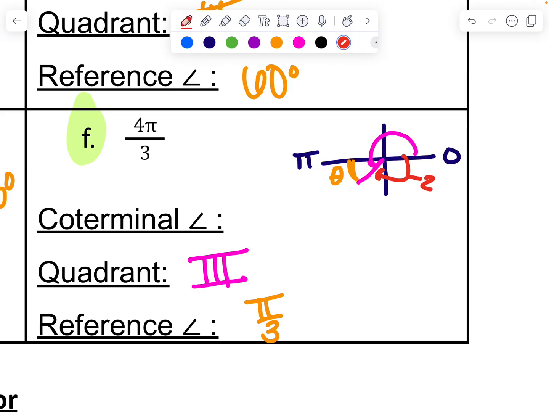My coterminal, if I rotate in the opposite direction, I'm going negative 2 pi over 3. In the opposite direction, remember, the absolute values add to 2 pi or a multiple of 2 pi. Or I can do a full rotation by adding 2 pi, which is 6 pi over 3, to get 10 pi over 3.